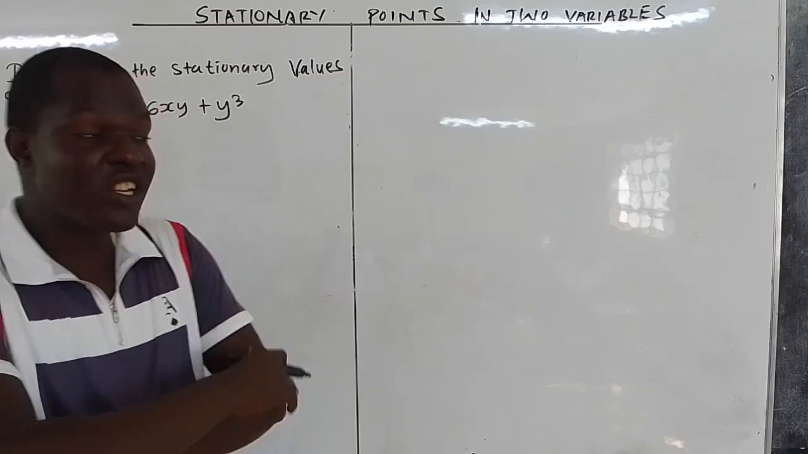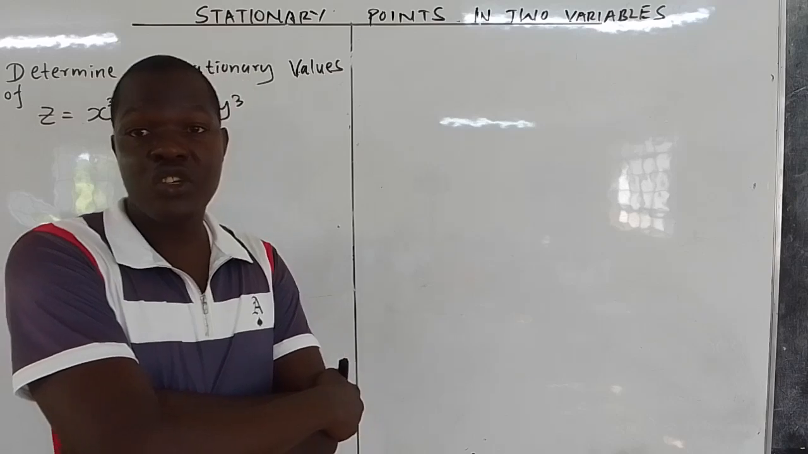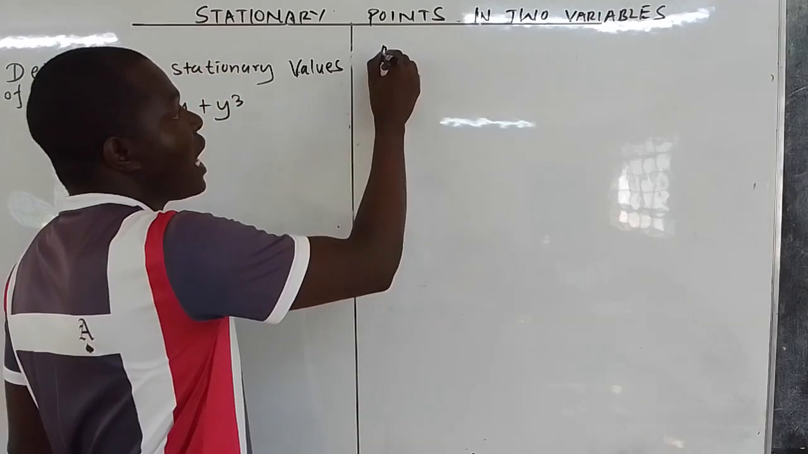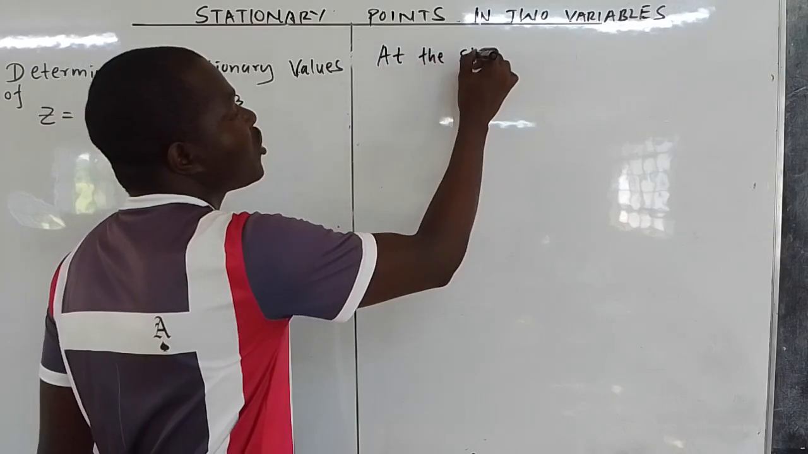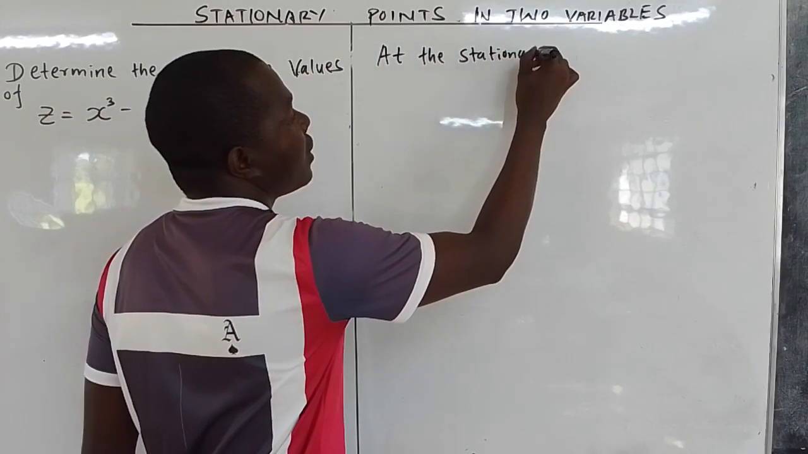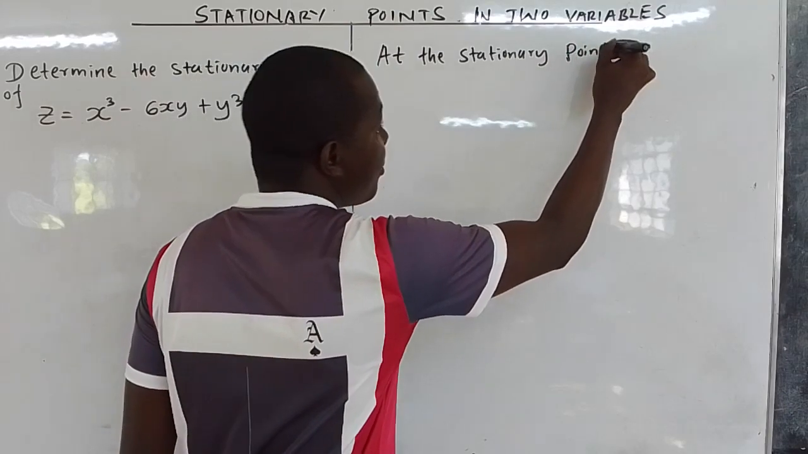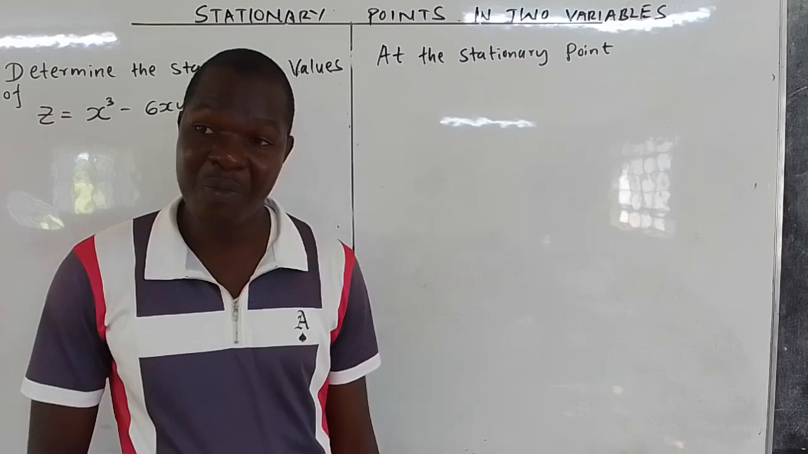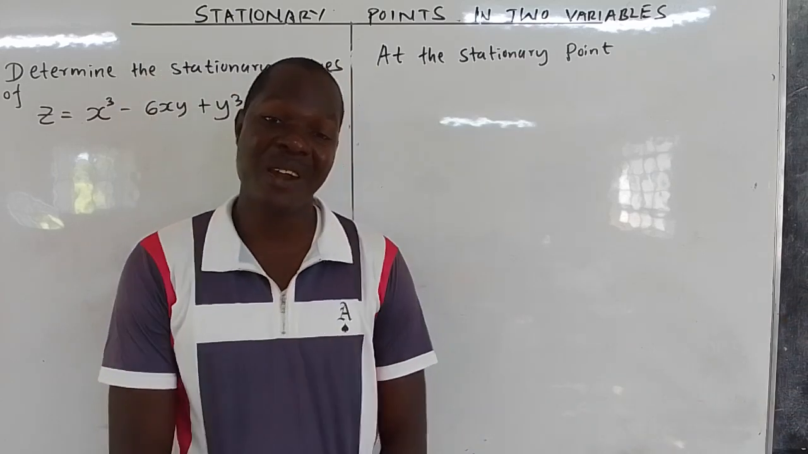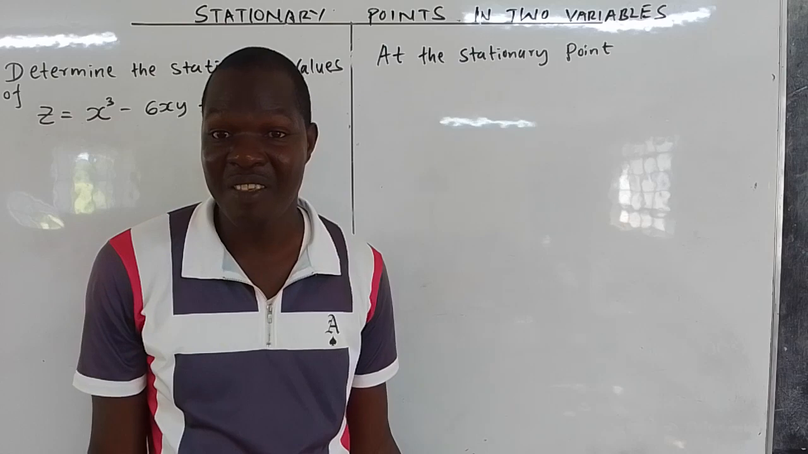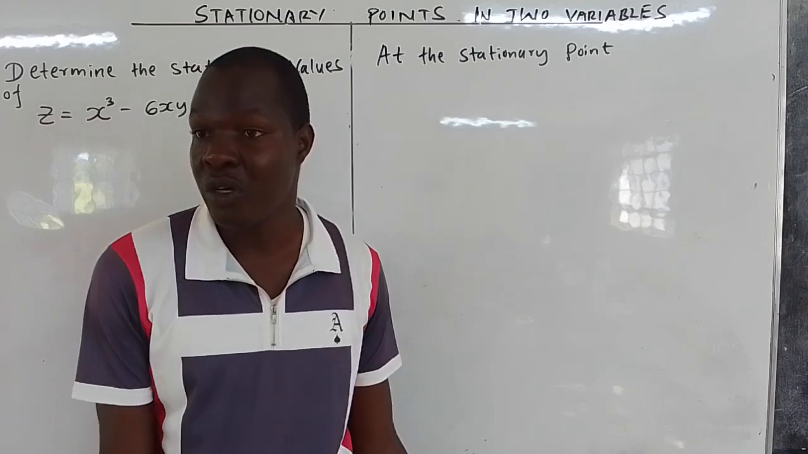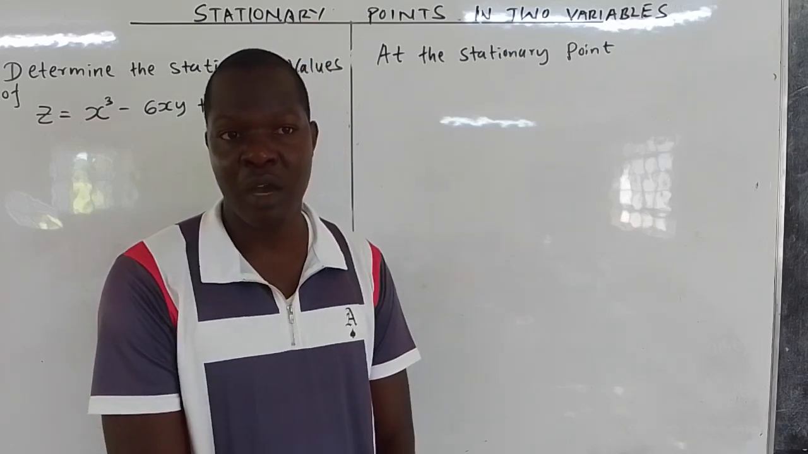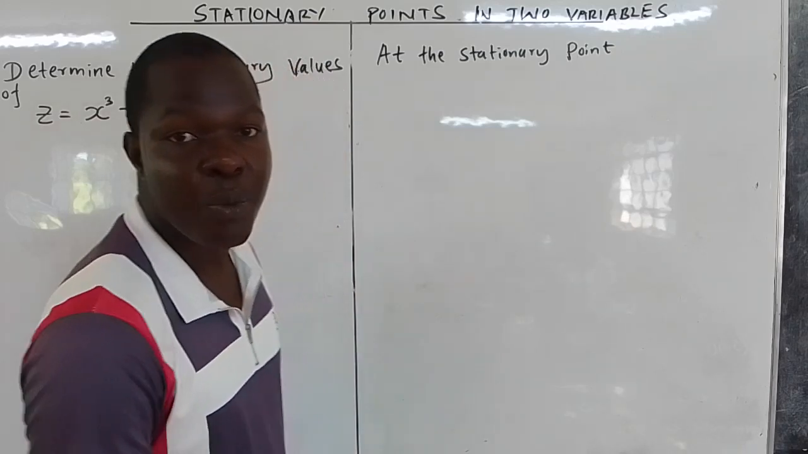So when you are determining the stationary values, you know that at the stationary point, the derivative is 0, isn't it? So you come at the stationary point. Remember, we are saying at the stationary point, not at the turning point, because the stationary point will either be a turning point or a saddle point, isn't it? Because you don't classify the stationary point, you don't know whether it's a turning point or a saddle point. So don't come and say at the turning point. You don't know the nature of that stationary point. Are we together? So at the stationary point, the derivative is 0.